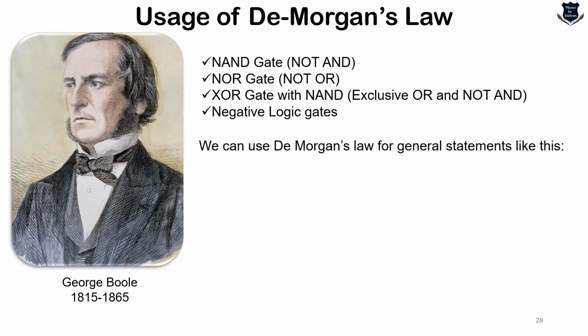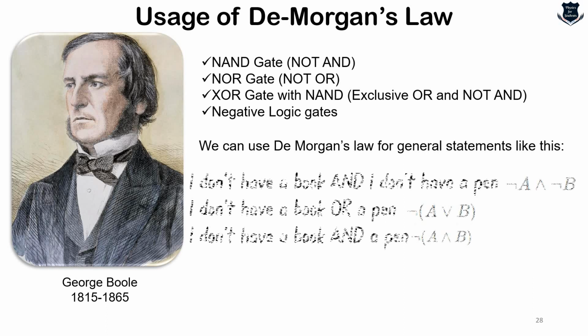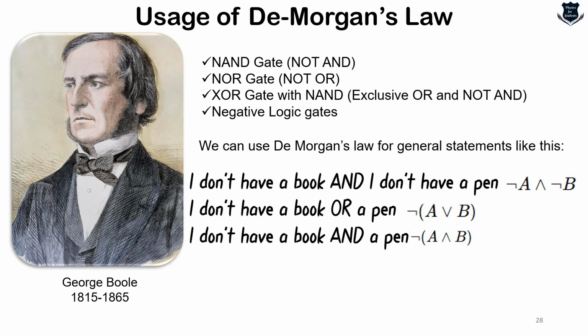Now, can we use practical usage of De Morgan's law? Yes, very much. In Boolean logic, it is used, for example, NAND gate, that is not and, NOR gate, not or, XOR gate, and NAND gate, that is exclusive or, and negative logic gates. We can also use De Morgan's law for general statements. For example, I don't have a book and I don't have a pen can be written like this. I don't have a book or a pen can be written like this, and I don't have a book and a pen can be written like this. So you see, ultimately whatever we are trying to express in English has now been replaced by mathematical notations or by logical notations.